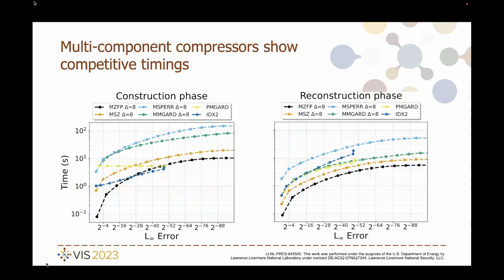Finally, we show the execution times for performing construction and reconstruction in the right of the multi-component compressors as a function of resulting errors measured in infinity norm. For comparison purposes, we also show results for IDX2 and PMGuard. We can see that MSPER and MMGuard are the slowest methods due to their underlying compressors being slower in this case. On the other hand, MSZ and MZFP are competitive with IDX2 and PMGuard. Particularly, they are always faster in the reconstruction phase and similar, if not superior, in the construction phase.